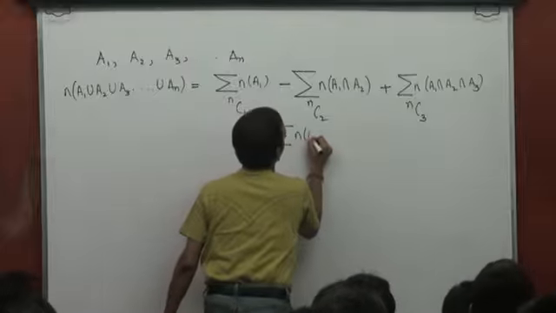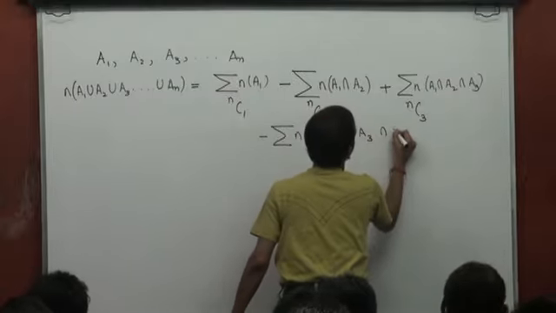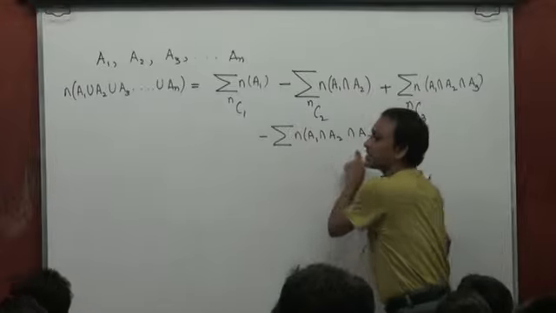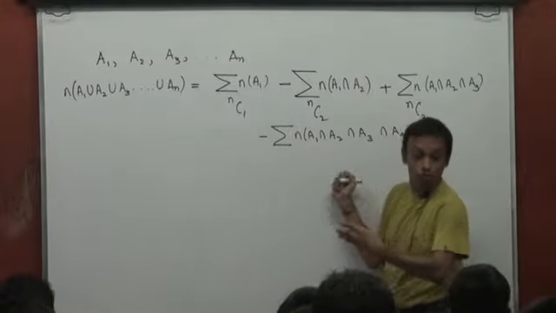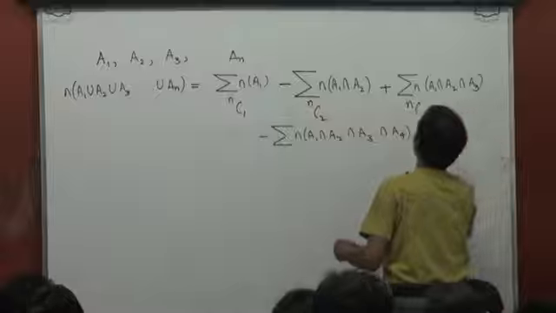Similarly, A1 intersection A2 intersection A3 intersection A4. The number of terms in this summation is going to be NC4, taking 4 at a time, right? So signs will alternate and you keep moving.